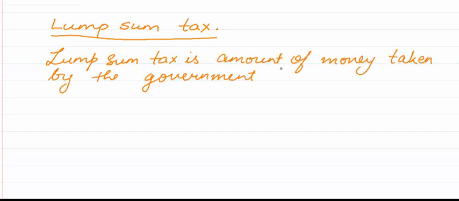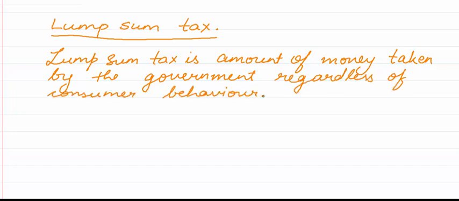Lump sum tax. First thing to note here is what we mean by lump sum tax. Then we'll see how the income of the consumer is changing due to lump sum tax. So lump sum tax is basically an amount of money taken by the government regardless of consumer behavior. So in this, the amount of money itself is taken from the consumer. So if the consumer is giving some amount of money from his income, we can say that in this case the income reduces.